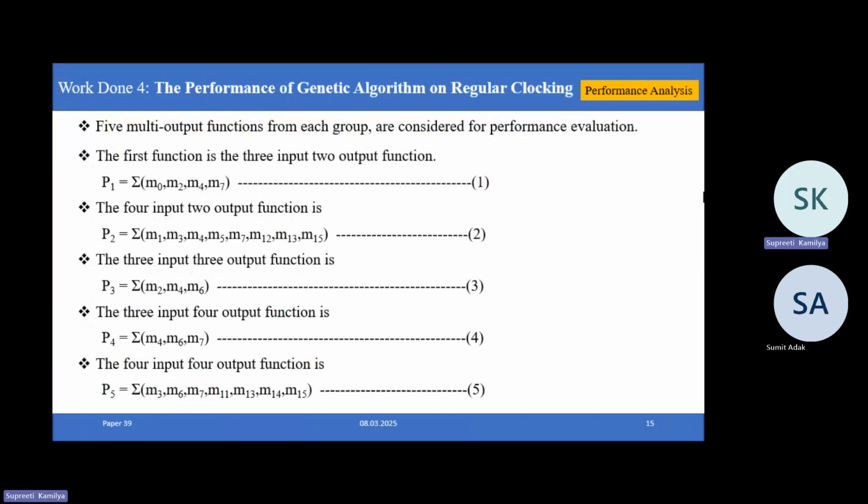Next, the work done 4. In this part, I have investigated the performance of the before-mentioned genetic algorithm with respect to 3 parameters: cost, fault tolerance capability, and power. In this respect, I have taken 4 different output functions, which are taken from 5 different groups.